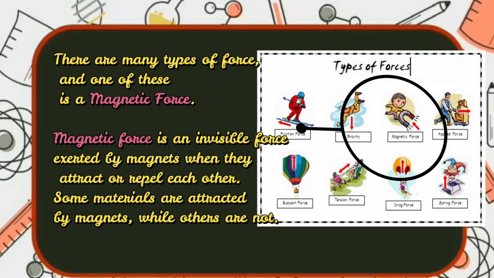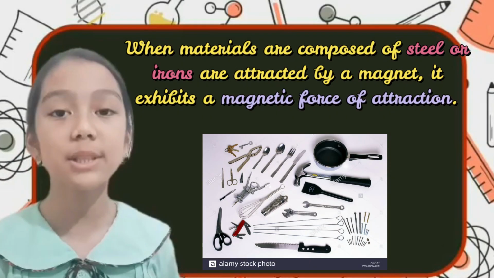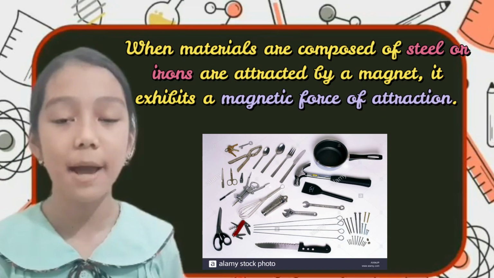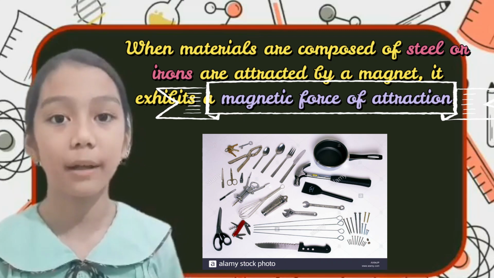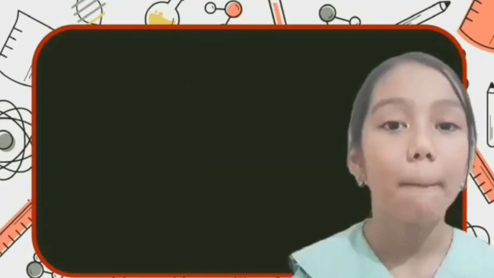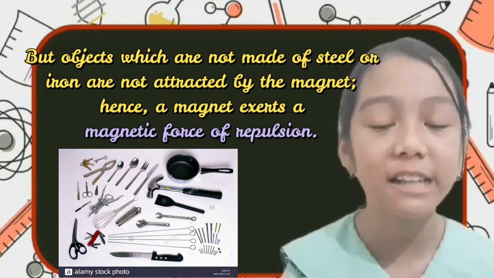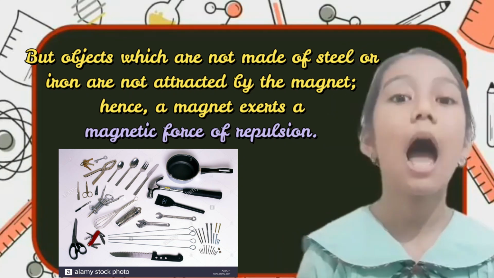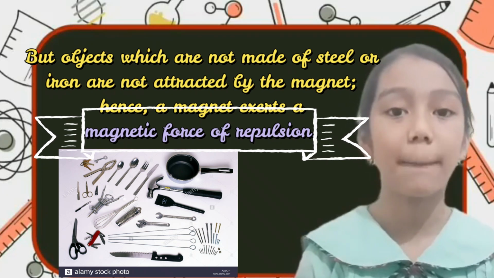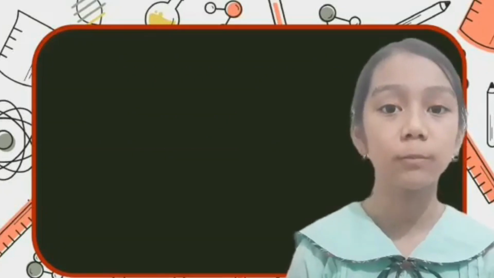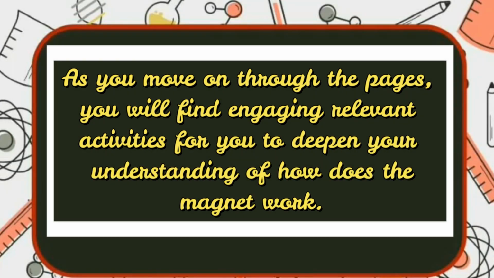Some materials are attracted by magnets, while others are not. When materials are composed of steel or iron and are attracted by a magnet, it exhibits a magnetic force of attraction. But objects which are not made of steel or iron are not attracted by the magnet. Hence, a magnet exerts a magnetic force of repulsion. As you move on through the pages, you will find engaging, relevant activities for you to deepen your understanding of how the magnet works.